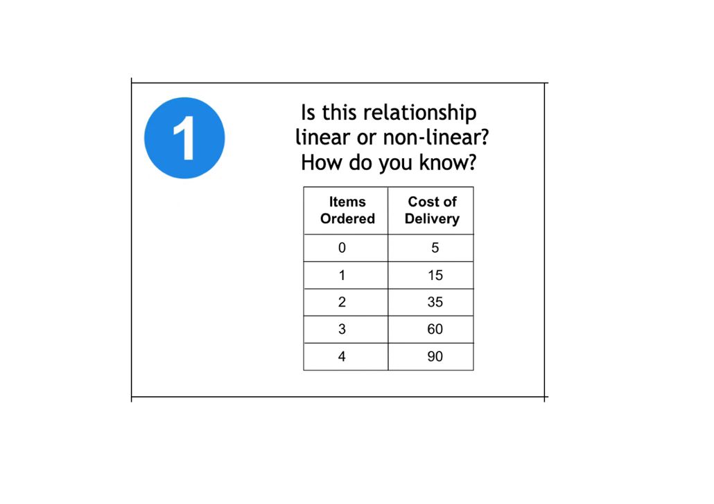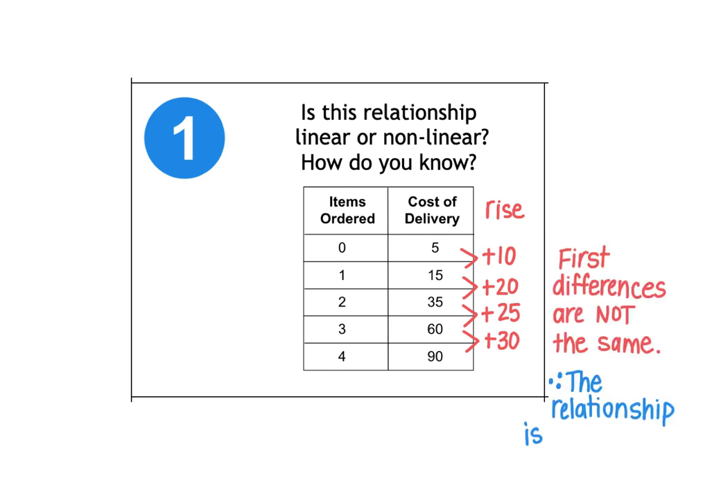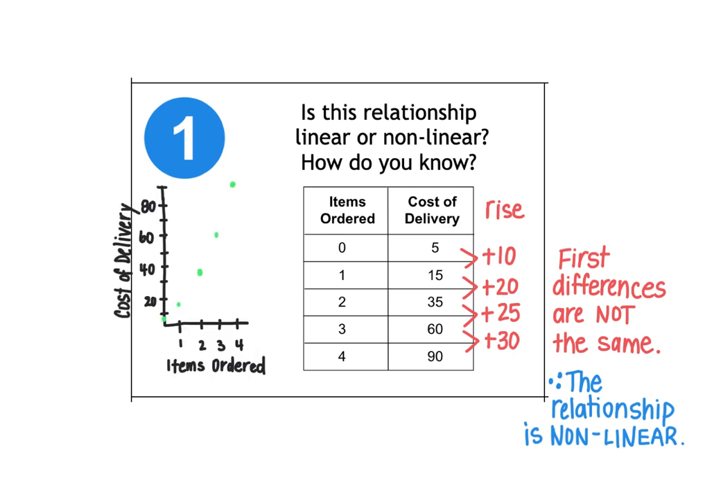We can determine this by looking at the first differences and seeing in our rise column whether there is a pattern or not. So if we look at the 5 to the 15, we can see that's an increase of 10. From 15 to 35, that's an increase of 20. Then from 35 to 60, that's an increase of 25. And from 60 to 90 is an increase of 30. Since all of these first differences are not the same, we can conclude that this relationship is nonlinear. It's not increasing or decreasing by the same amount, so the line on the graph would not be straight.